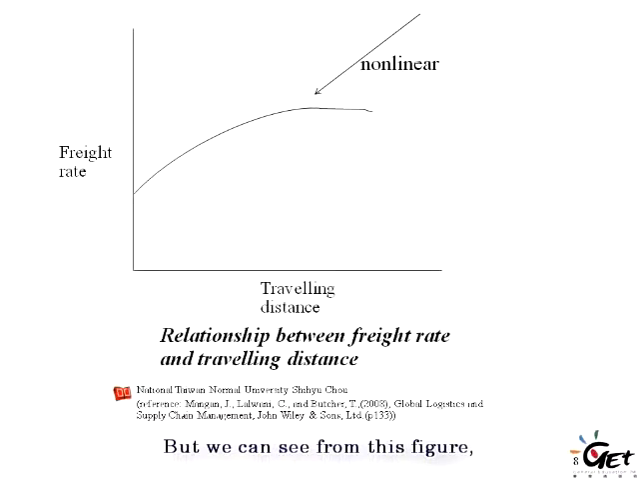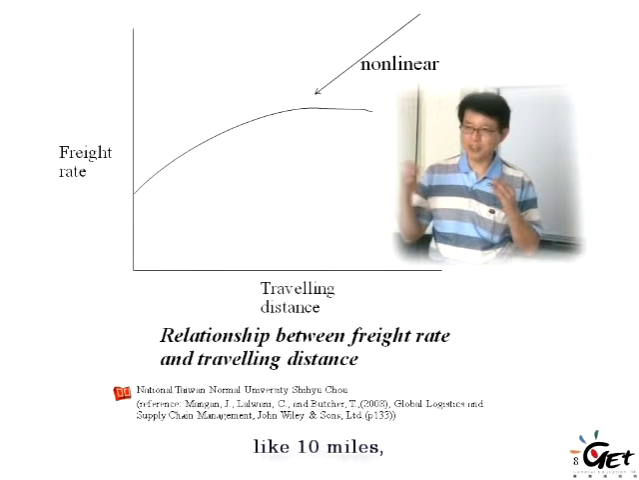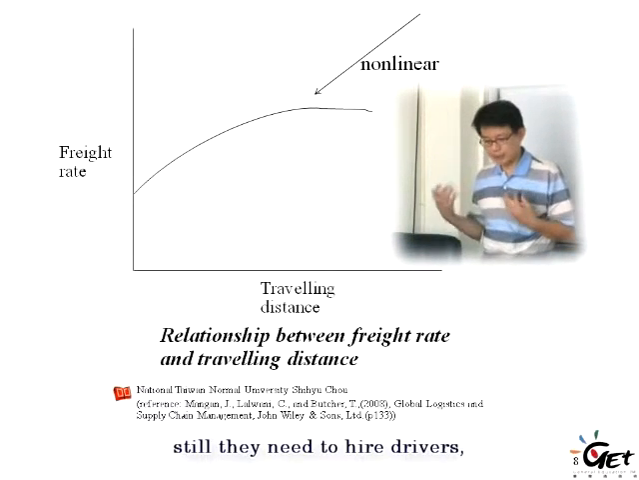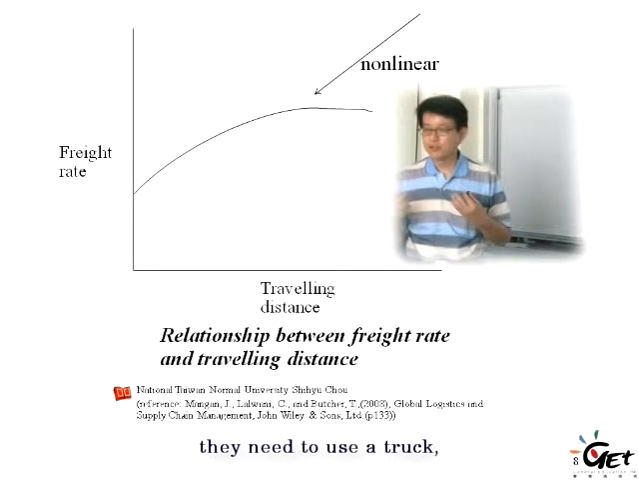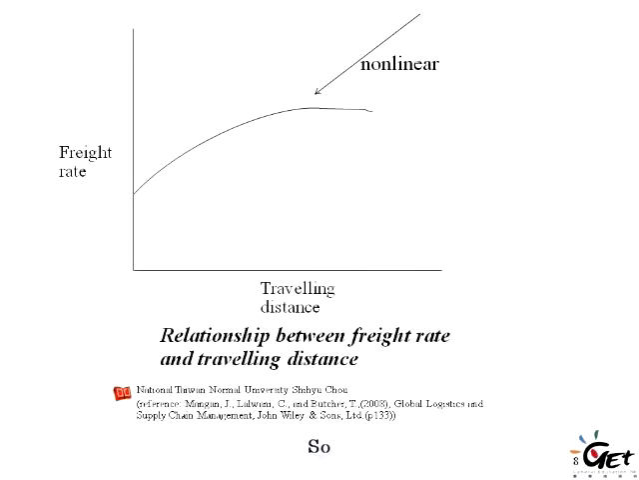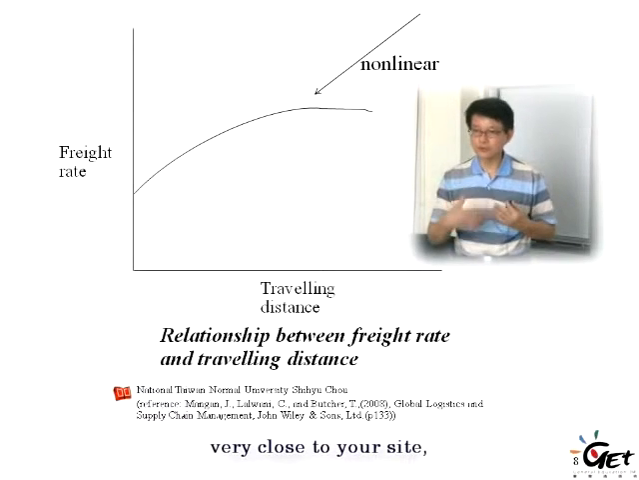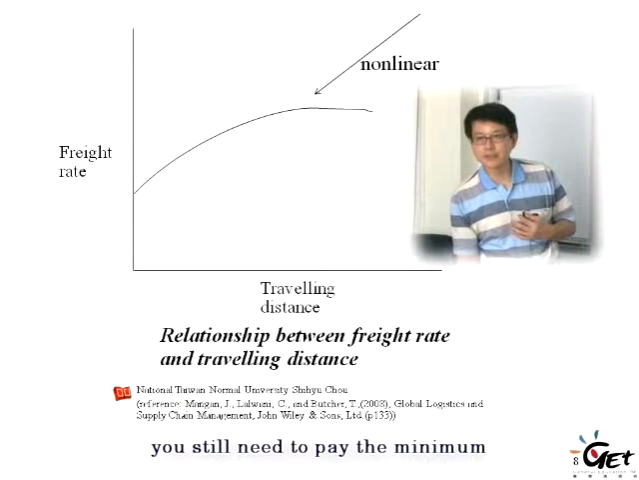But we can see from this figure, no matter how short the distance we ship our products or our flights, we need to pay a fixed amount of fee, right? This is the so-called fixed cost. Even though you ship a distance of maybe 10 miles, they still need to hire drivers. They need to use a truck or any kind of vessel, right?